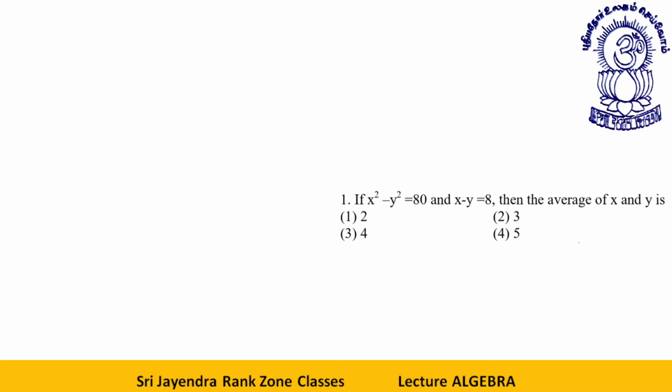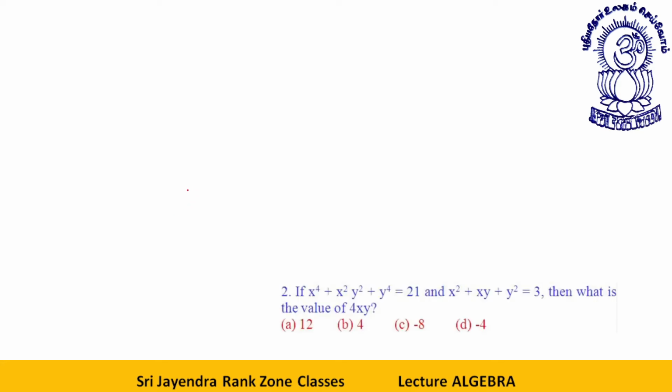Let's do the next one. Now this is a special type of question I will be discussing with you, and I will tell you a special type of solution for this. We are given x⁴ + x²y² + y⁴ is equal to 21.